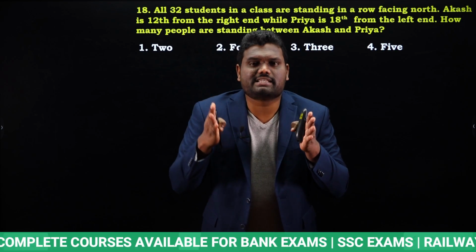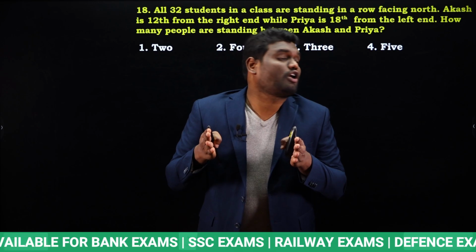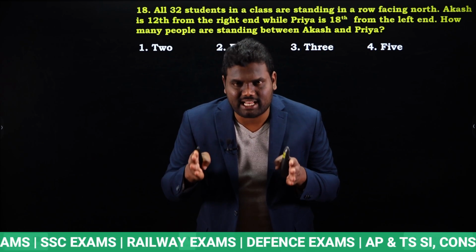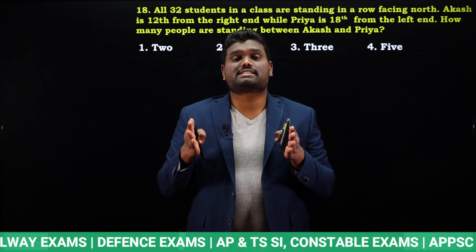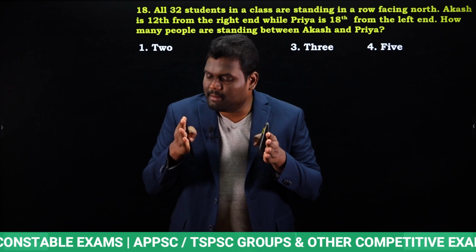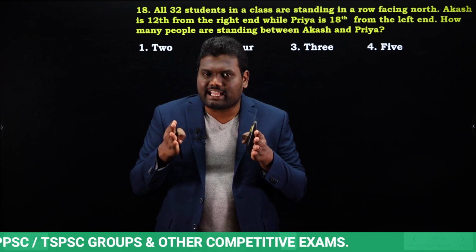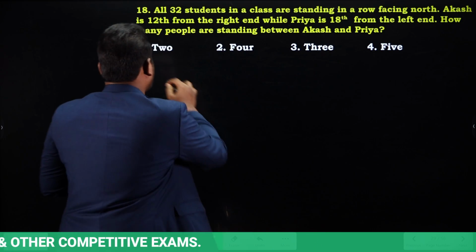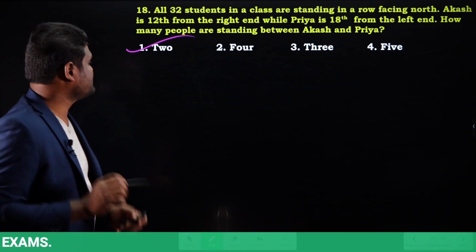So, 12 plus 18 means 30. Out of 32 people, we have 30. Now, the question is asking, how many people are there between Akash and Priya? Out of 32, I already got 30. So, the remaining is 2. So, the answer for this question will be 2. Is that clear? Very simple.